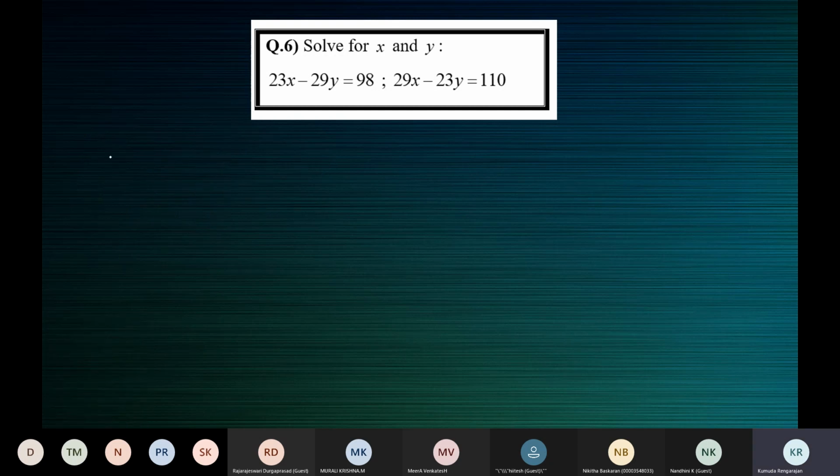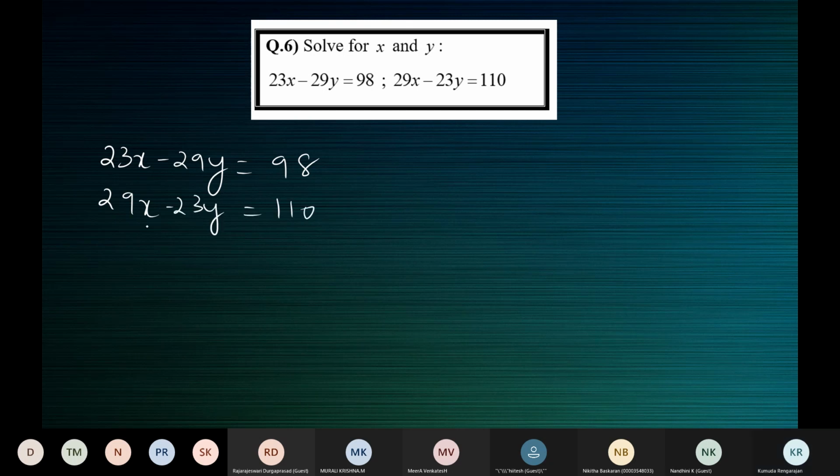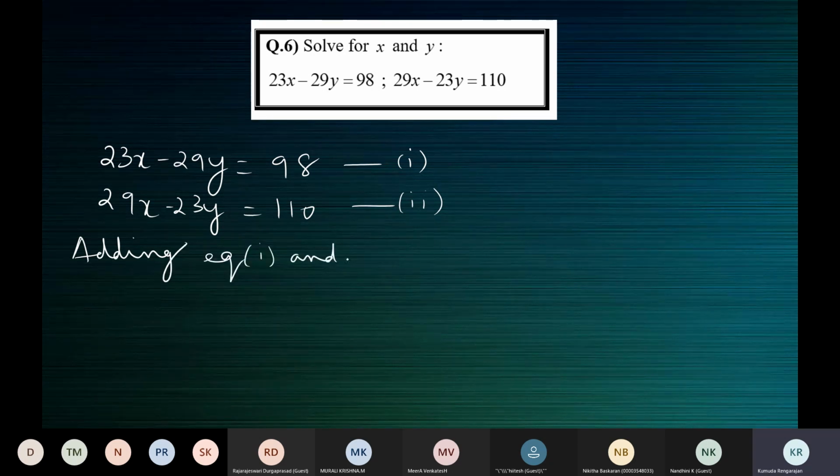So then we say that these two equations should be solved by the special method. What is that special method? We'll learn now. What we do under the special method is that we add. Let's call these equations 1 and 2. All right, adding equation 1 and equation 2.